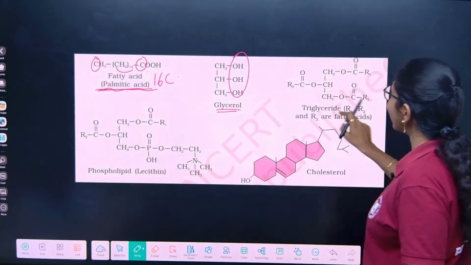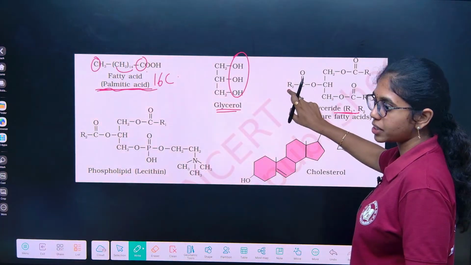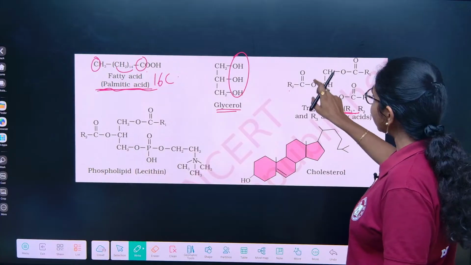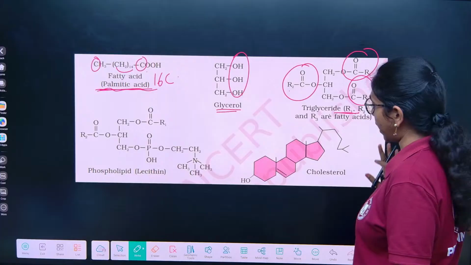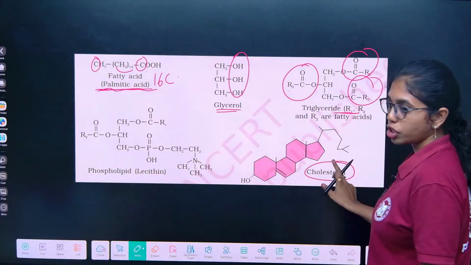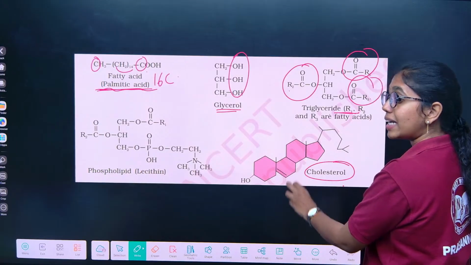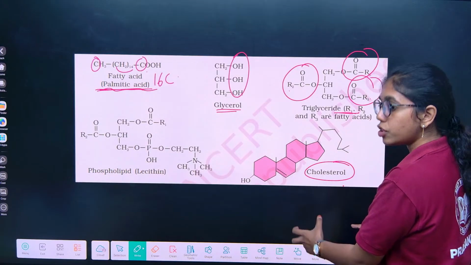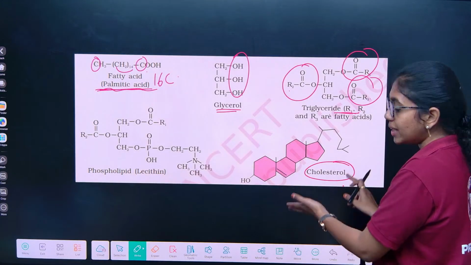And then in a triglyceride, 3 R groups are present. To the carboxyl group, the R group is present, forming a glyceride. As such, you can see 3 glycerides here. Fine, this is a triglyceride. And here you can see cholesterol. This comes under steroids, wherein it does not have a fatty acid and glycerol component, but it shows some fat-like properties. These come under what?